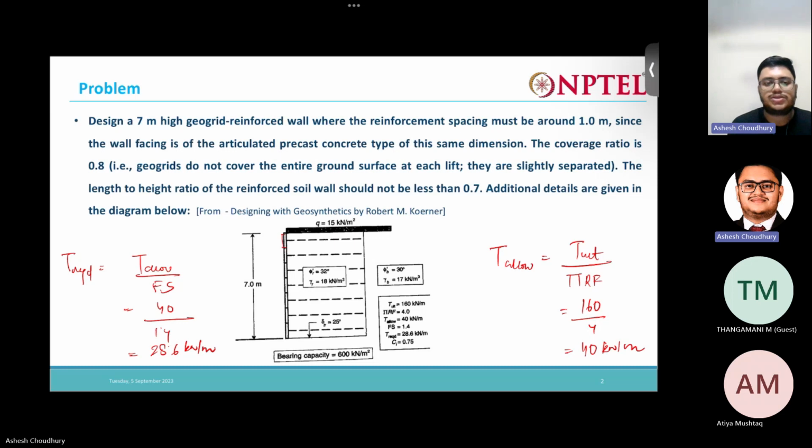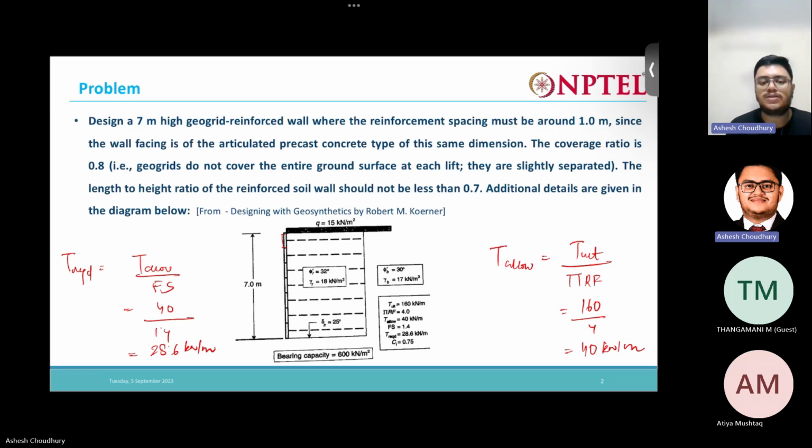So all this coverage ratio, this coverage ratio is different. This interaction coefficient is actually determined from experimental results. All right. Also, two more things are given. So one thing we can see here is delta. Delta is equal to 25 degrees.